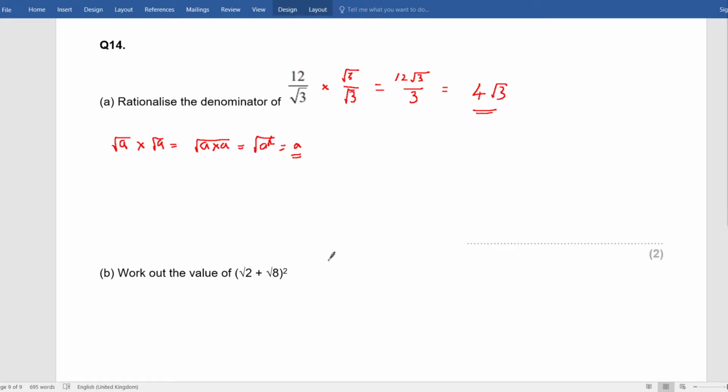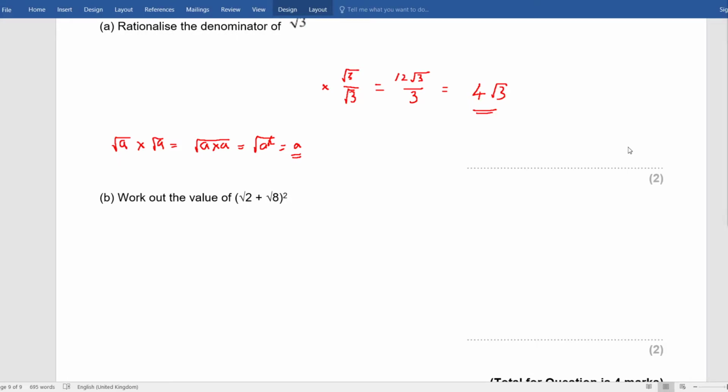Okay, let's just scroll down here for a second and see what's going on. It goes here: expand this out. So expanding something like this, with any expansion, I would strongly suggest you write the two brackets next to each other. So when it's getting squared, it's times by itself. So that's root 2 times root 8 plus, brackets.